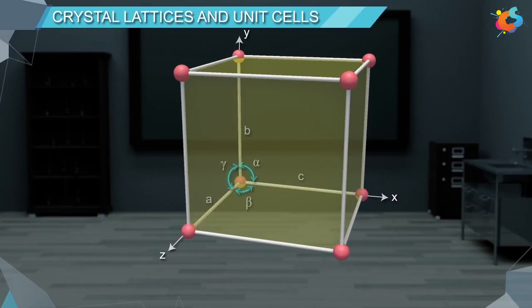Overall, a unit cell is characterized by 6 parameters, that is A, B, C, which are edge lengths, and alpha, beta, and gamma, which are the angles between the edges. There are 7 possible combinations of A, B, C, and alpha, beta, and gamma, forming 7 types of unit cells. These are also called crystal systems.